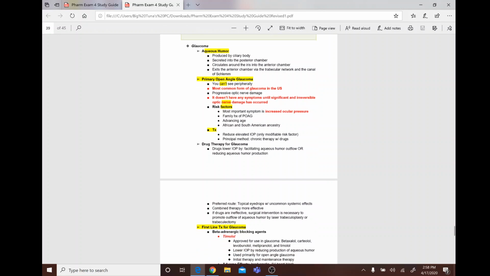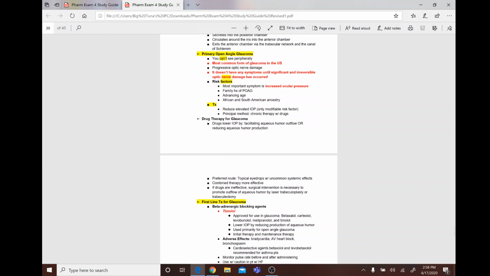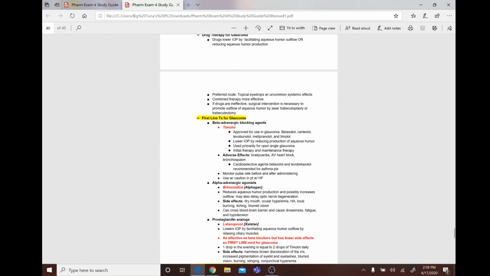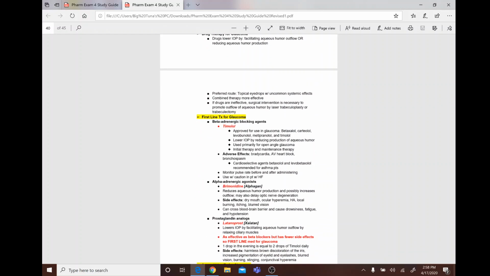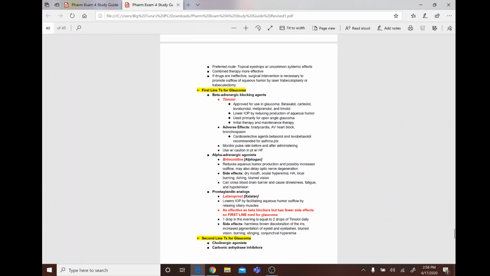How do we treat POAG? Reduce elevated IOP, it's the only modifiable one, and chronic therapeutic drugs. What are the first-line treatments for glaucoma? Timolol, brimonidine, latanoprost. What is the drug class of timolol? Beta adrenergic blocking agent. What is timolol used for? POAG, as initial therapy and maintenance therapy.